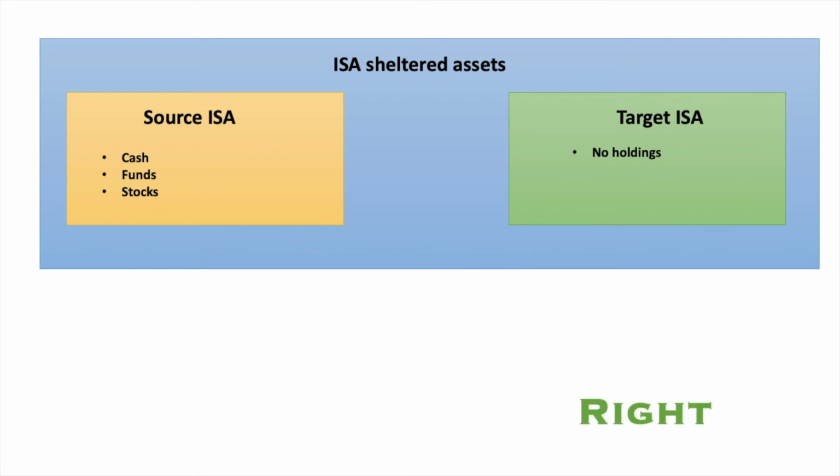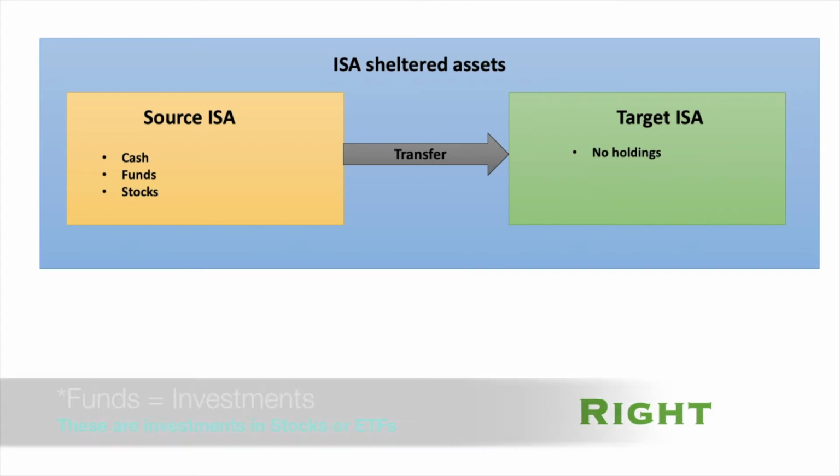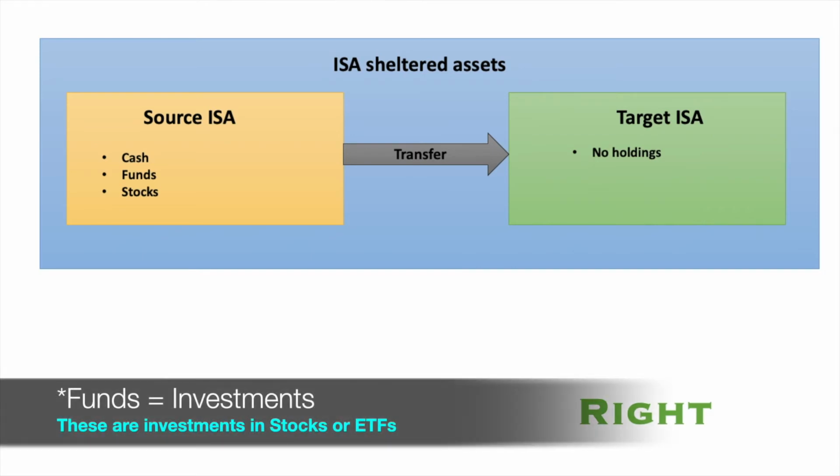So the right way to do it is you initiate a transfer directly to the target ISA. I'm going to walk through a live example, but basically, when you want to transfer to a new target ISA, you go to their website or their account and you say, I want to transfer funds from a particular ISA account.